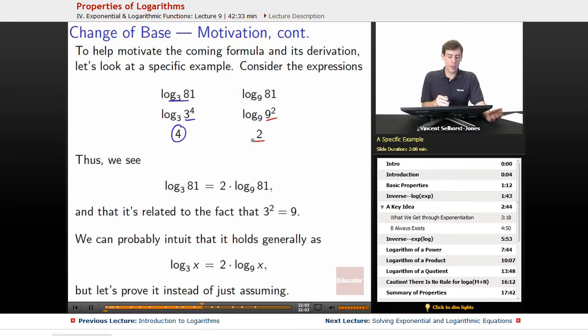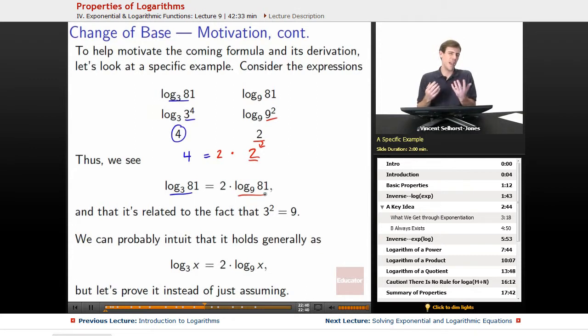So we see that log base 3 of 81 equals 2 times log base 9 of 81, because 4 is equal to 2 times 2. And this is somehow related to the fact that 3 squared is equal to 9, right? You square 3 and you manage to get a 9 out of it. Now, we can probably intuit that that holds generally. We can figure out that in fact always, we're going to have log base 3 of x equal to 2 times log base 9 of x. But let's prove it instead of just assuming.